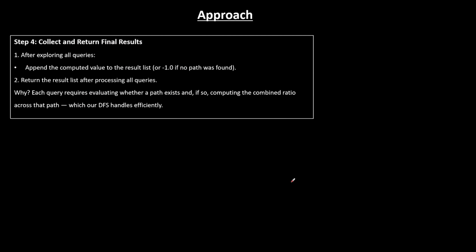After doing all the queries, in step 4, we come out of the loop, and we just return the list where we stored every value, for each query you could say. Because for each query we do a DFS run. Please keep that in mind. So I hope you understood the approach explanation. Now let's move to the next slide.